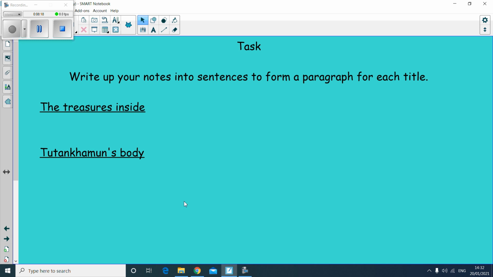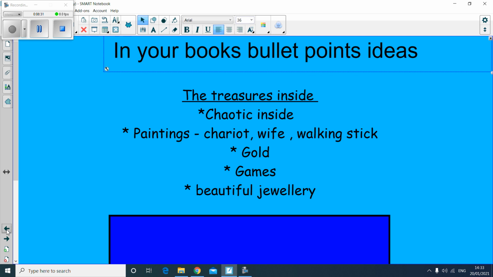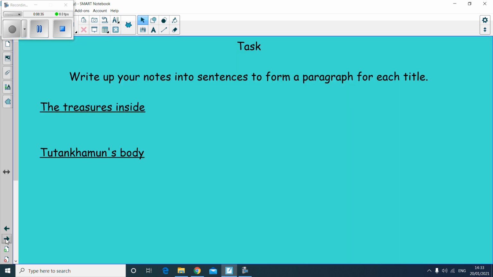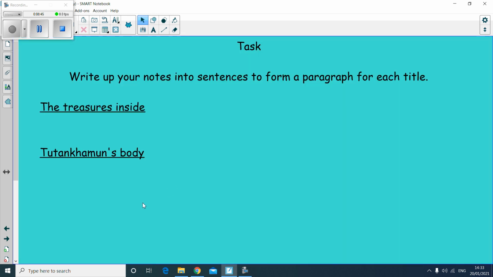So what you're going to do now is you're going to write up those bullet points into paragraphs. So you're going to write the title, The Treasures Inside, and then you're going to look back at your bullet points here and write them up into sentences to make a paragraph. And for your next paragraph, Tutankhamun's body, again, go back to your bullet points for Tutankhamun's body, and once again, write them up into a paragraph using full sentences.